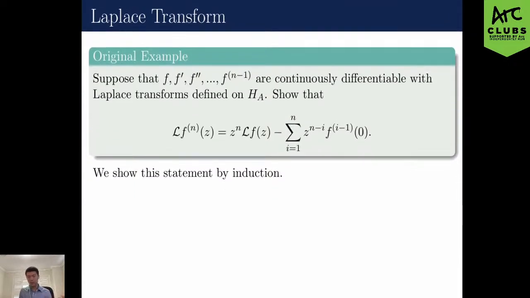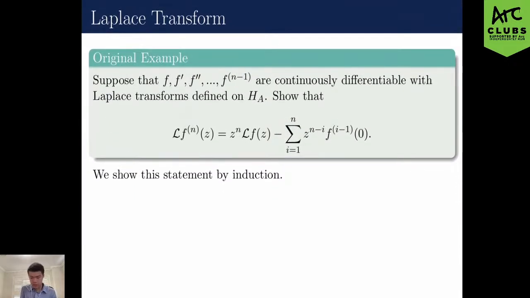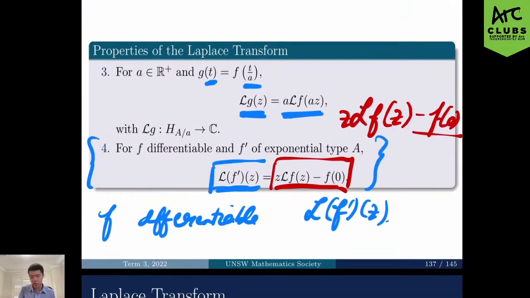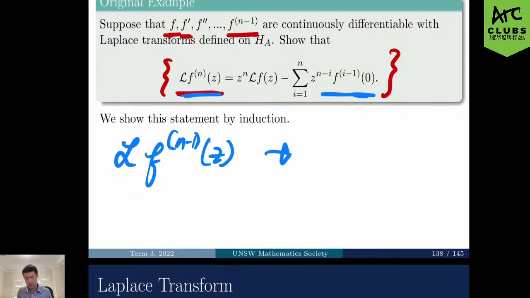So let's do an example involving these properties. So we've got f prime, all the way up to f, the n minus 1th derivative of f. They're all continuously differentiable with Laplace transforms. Show that the Laplace transform of the next derivative is equal to this theorem over here. So you can probably imagine that because the derivatives are defined iteratively, what you're going to do is do it by induction, because once you've gotten the Laplace transform of, for example, n minus 1, it's easy to use this property, because this property tells you the Laplace transform of the next derivative in terms of the previous one. It's easy to use that property in order to show it by induction.